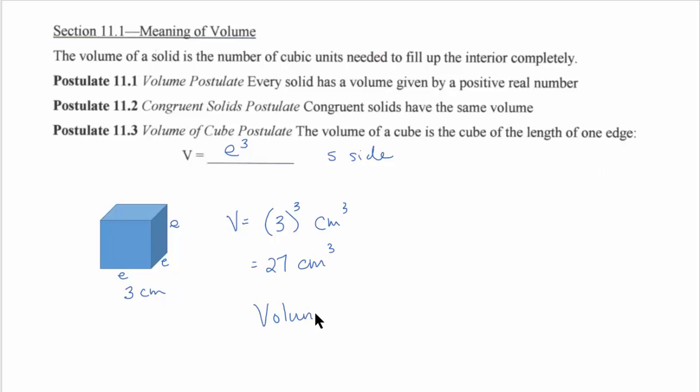Volume is always cubic. We learned that area was always square because we were talking about how many squares it would take to cover a surface. Volume is always cubic units because we're looking to see how many cubes of a given size would fit into a given shape.